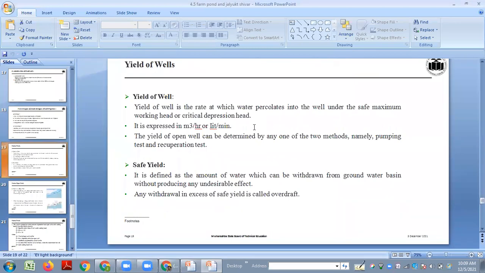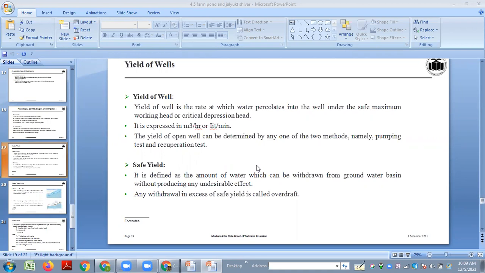The next त्यातल्यामध्ये एक पॉइंट आहे, yield of the well. So yield, you know what is yield. So yield of well is what? Yield of well is the rate at which water percolates into the well under the safe maximum working head, or you can say critical depression head. Okay, so this is what yield of the well.